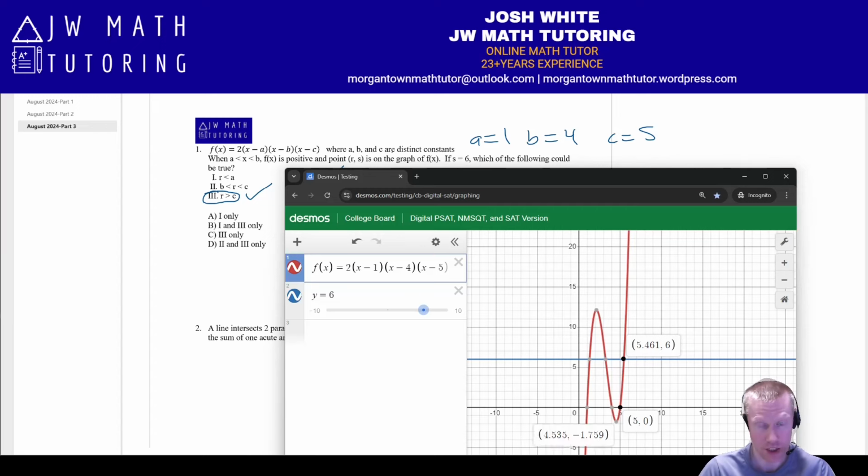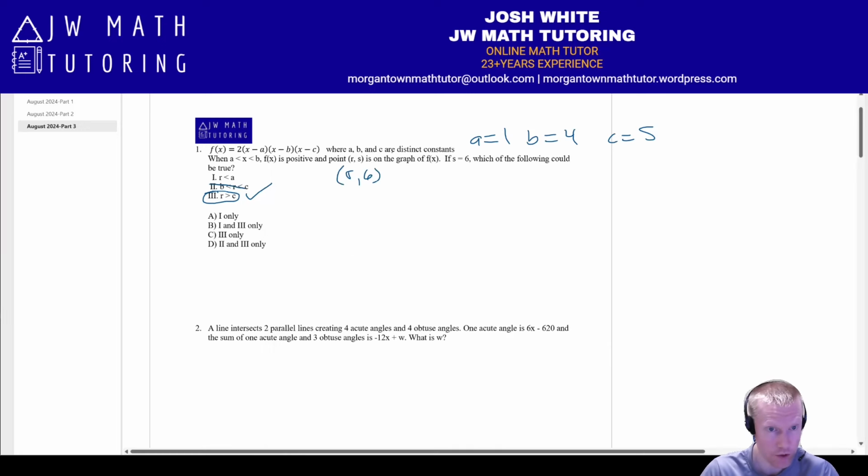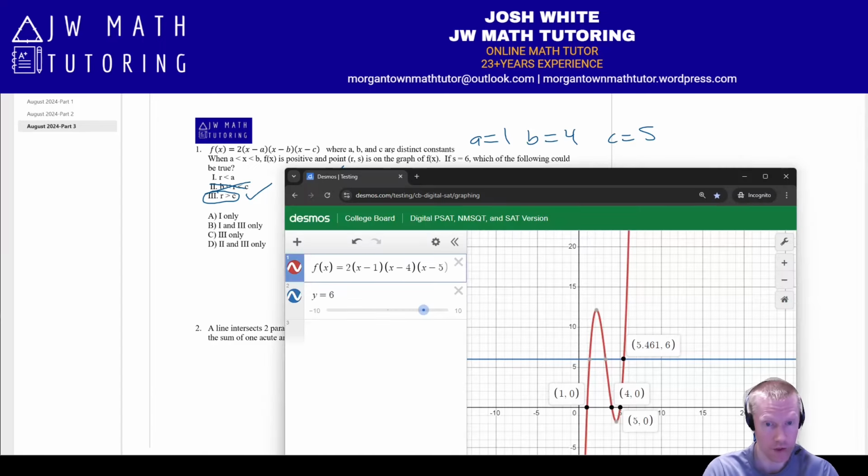So therefore, because of that shape, because it's positive between A and B here, it has to then be negative between B and C. So this one will not work, and it's going to be the same thing with the first answer choice as well. If I go back to the graph here, basically to the left of A, it has to be going down, okay?